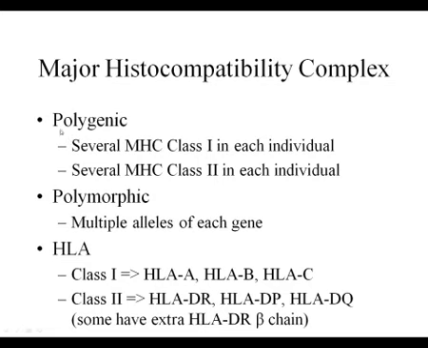So the MHC is both polygenic and polymorphic. Polymorphic I mentioned already. Between different individuals in our population, there are many, many different alleles of every one of the polymorphic parts of the genes, particularly the class 1 and class 2 MHC molecules. But it's also polygenic in that each individual is going to have several MHC class 1 molecules and several MHC class 2. So there's a lot of diversity in the MHC because it is both polygenic and polymorphic.